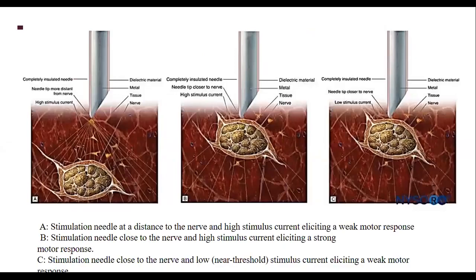This picture shows, in A, the stimulation needle at a distance from the nerve, and a high stimulus current eliciting a weak motor response. In picture B, the stimulation needle is close to the nerve and a high stimulus current elicits a strong motor response. Whereas in C, the stimulation needle is close to the nerve and a low, near threshold stimulus current elicits a weak motor response.